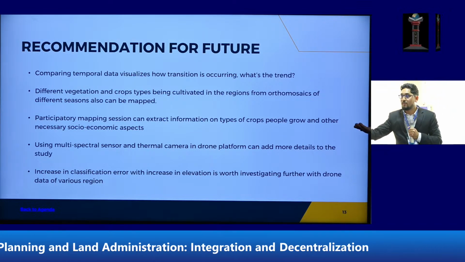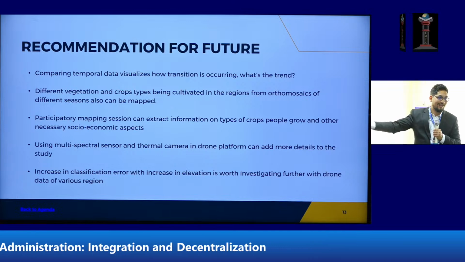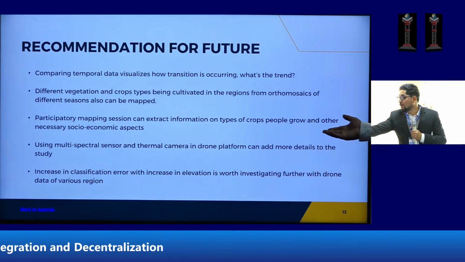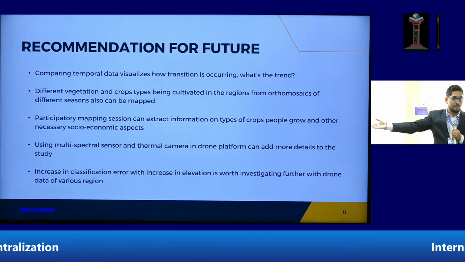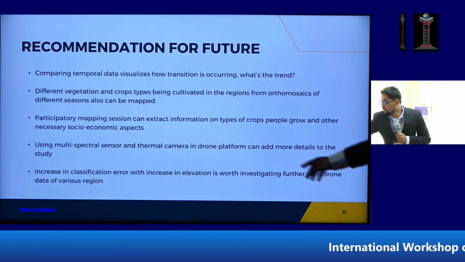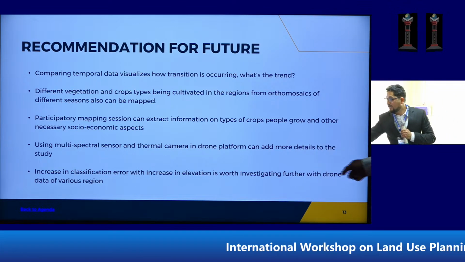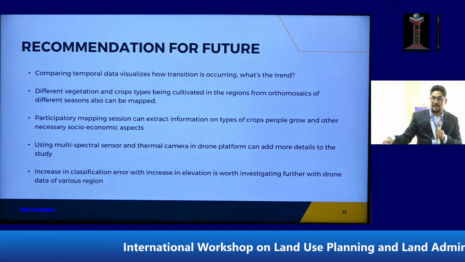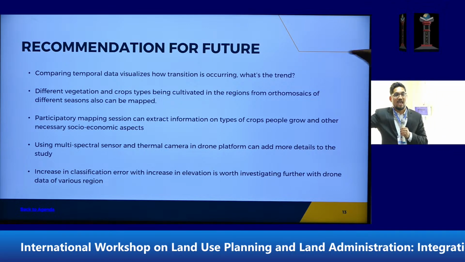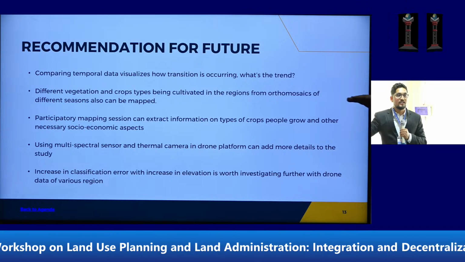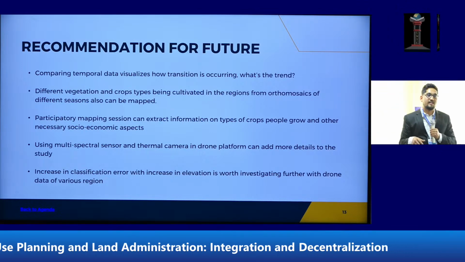And also participatory mapping sessions, I hope I did well. Okay, so there we have the hyperspectral also. And one of the interesting findings of this research is that with increasing elevation, the accuracy is also decreasing. That needs to be further analyzed.